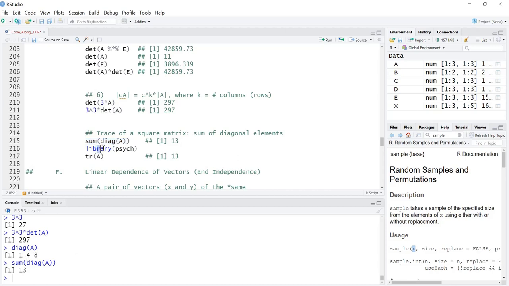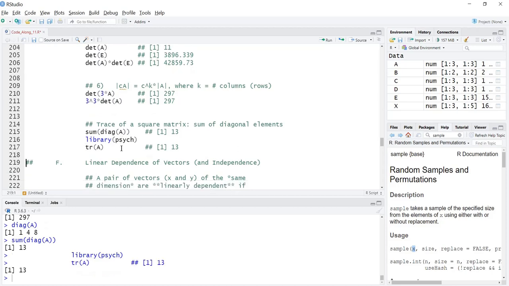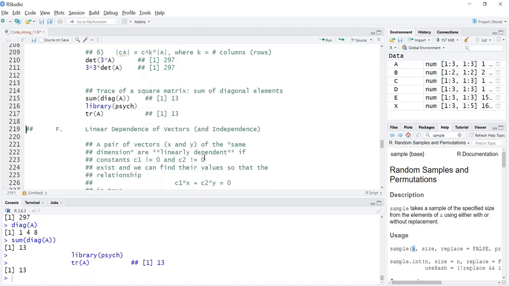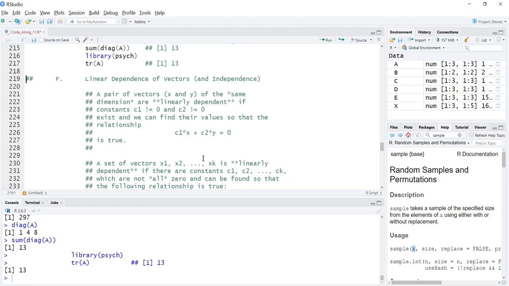But the psych library, if you don't have this installed, you'll have to install it first. Remember, to use a package, you have to use the library statement first to load it. So now that I've loaded it, I can use this tr function for trace of A, and sure enough, it gives me 13. Now, this is where we're going to stop for this video.